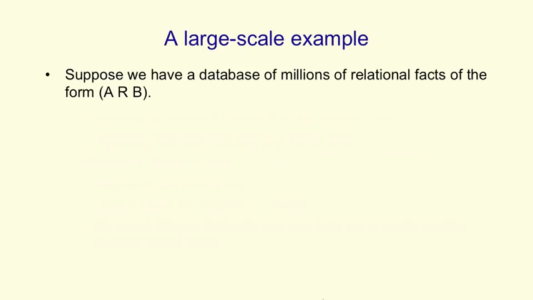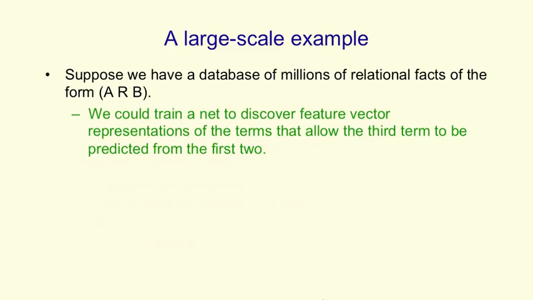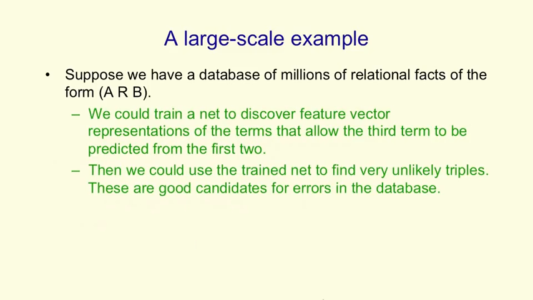That research was done in the 1980s and was a way of showing that backpropagation could learn interesting features. And it was a toy example. Now we have much bigger computers and we have databases of millions of relational facts, many of which are of the form A, R, B: A has relationship R to B. We could imagine training a net to discover feature vector representations of A and R that allow it to predict the feature vector representation of B. If we did that, it would be a very good way of cleaning a database. It wouldn't necessarily be able to make perfect predictions, but it could find things in the database that it thought were highly implausible.